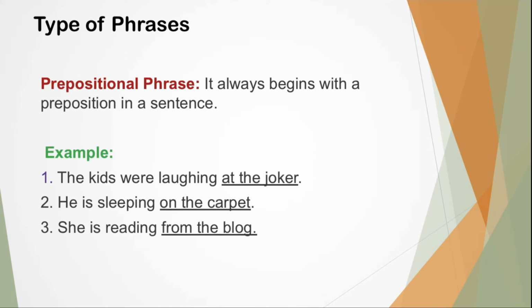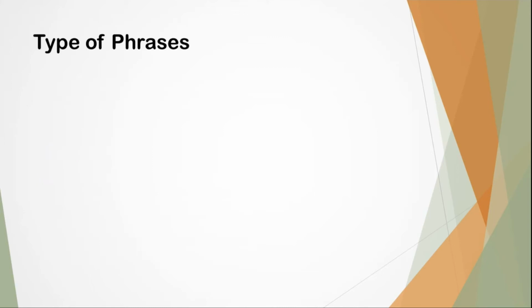She is reading from the blog. From is the preposition, hence from the blog is the prepositional phrase in this sentence. The next sentence is the book is lying on the table. On is the preposition, hence on the table is the prepositional phrase in this sentence.